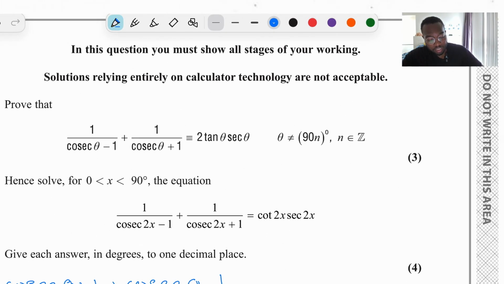Now what we can do is, because we already worked out part A, the only difference is, as you can see, in this one we have just a normal theta. This one we have a 2x, okay? Just like 2 theta effectively. So really what that means is, if I just write it here, effectively in our answer, it should be like a 2 tan 2x sec 2x. That's the only difference, okay?